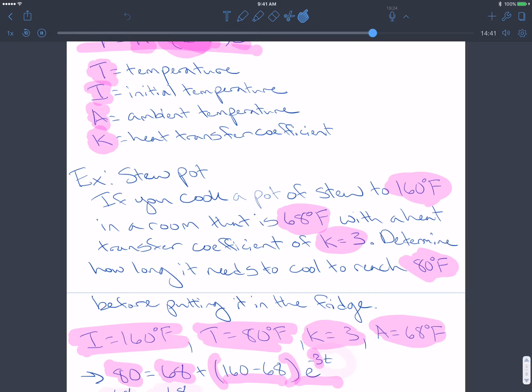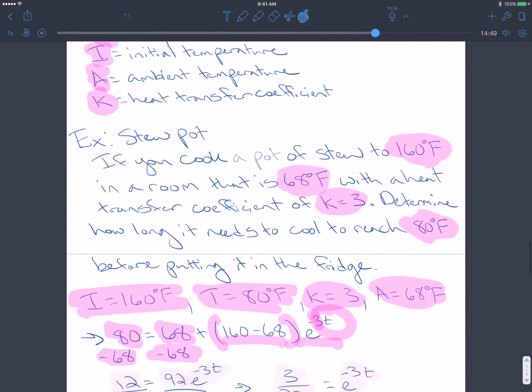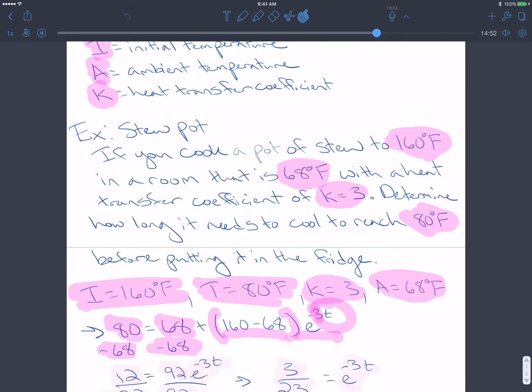Then we just need to solve this equation for t. So first thing we're going to do is subtract that 68 from both sides, right? Because that's the additive constant at the end. And so we have a difference of 12, and then 160 minus 68 gets us 92.